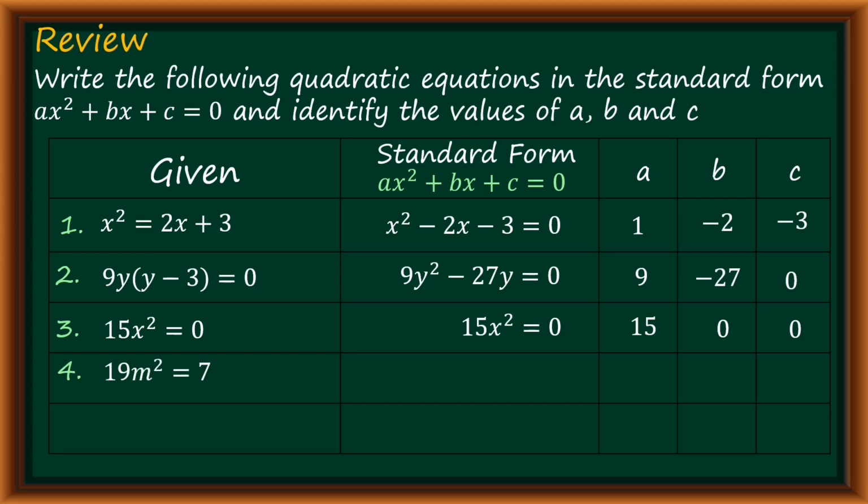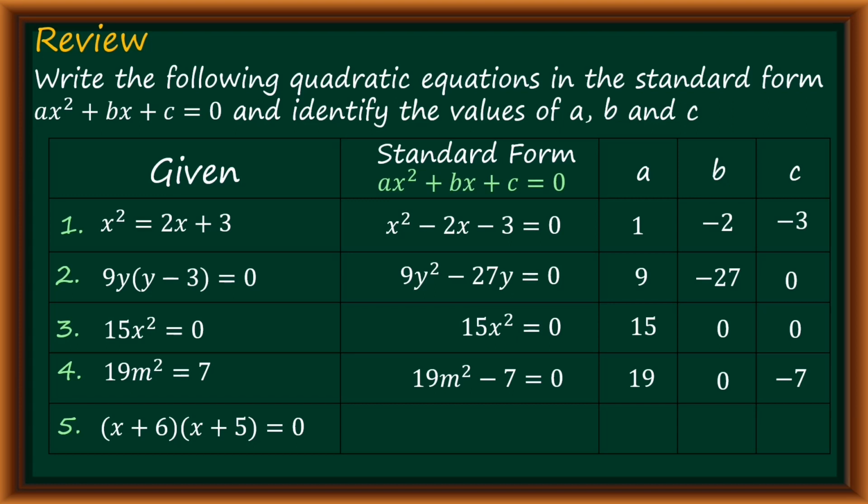Next, number 4, we have 19m squared is equal to 7. By addition property of equality, it is written in standard form as 19m squared minus 7 is equal to 0, where a is equal to 19, b is equal to 0, and c is equal to negative 7.